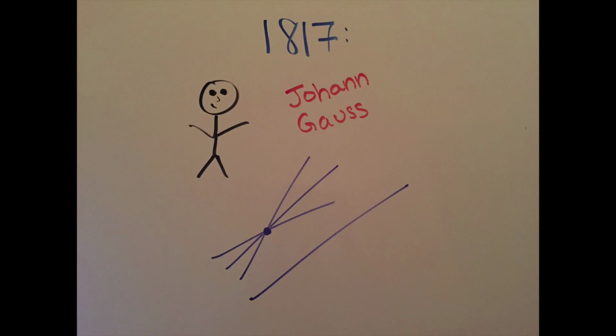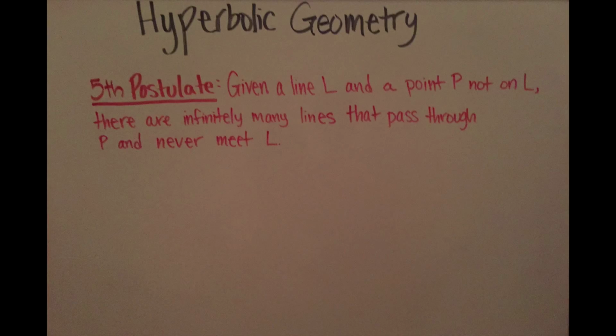In 1817, Johann Gauss secretly began working on another form of geometry where a point has multiple lines through it that are also parallel to another line not containing that point. Hyperbolic geometry was formed when mathematicians changed the fifth postulate of Euclidean geometry. In hyperbolic geometry, the fifth postulate states, given a line L and a point P not on L, there are infinitely many lines that pass through P and never meet L.